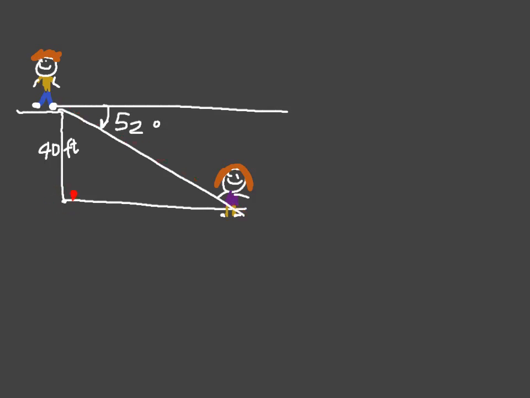Here's the base of the building. So we are looking for this side. We'll label that x since that's unknown. We also know, like we talked about before, angle of depression is equal to the angle of elevation. So this is also 52 degrees.